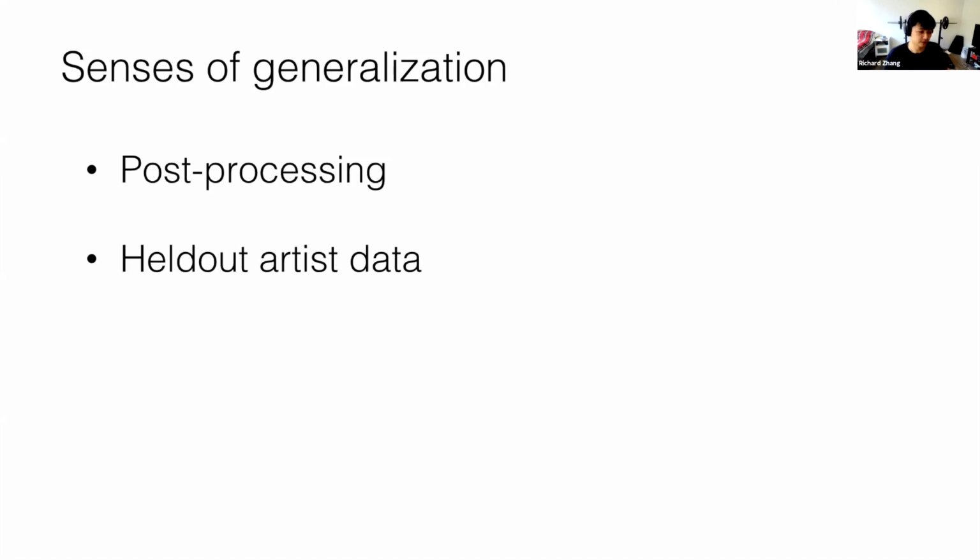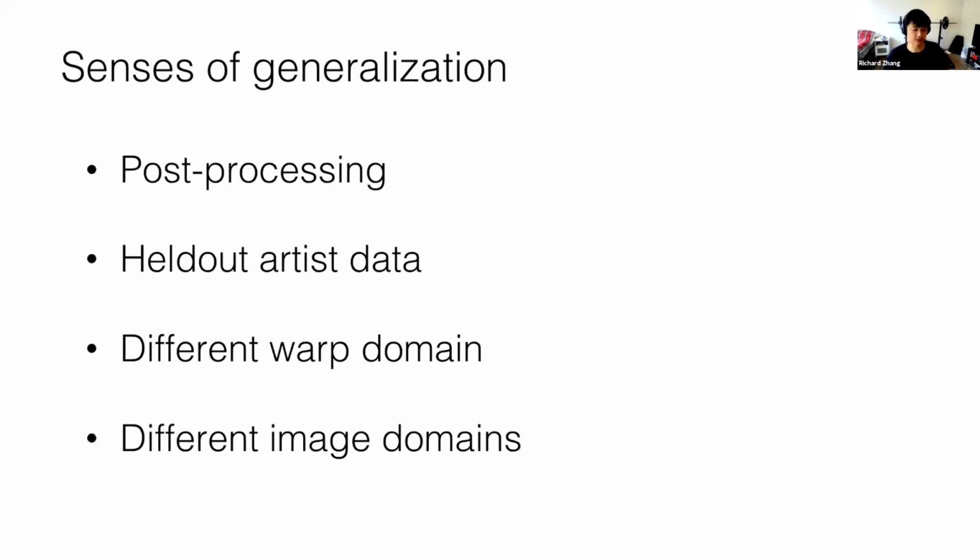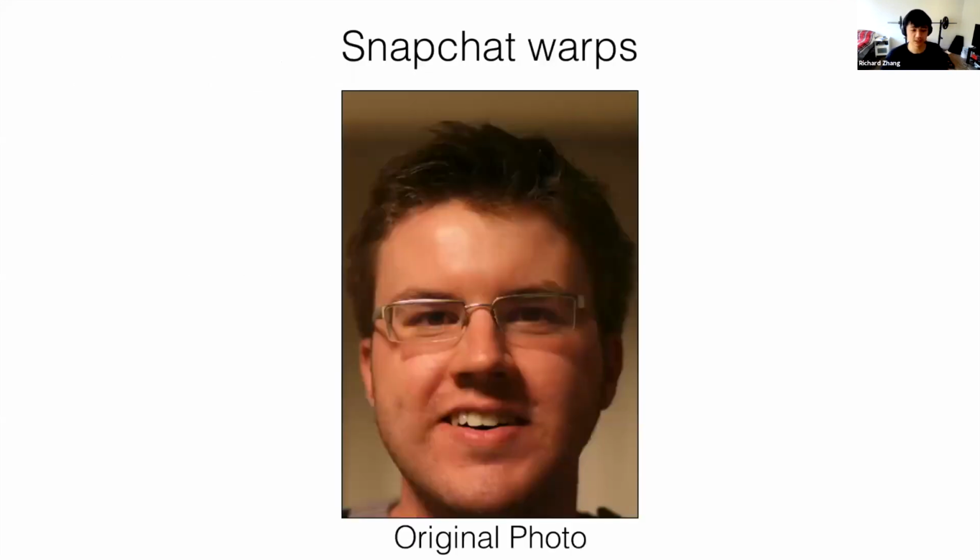To do that, we looked at what types of images it could generalize to. For example, different types of images that you can warp and different image domains. Sorry, the first is different types of warps. So we're going to take faces here. We trained on Photoshop. Let's see if it generalizes to Snapchat.